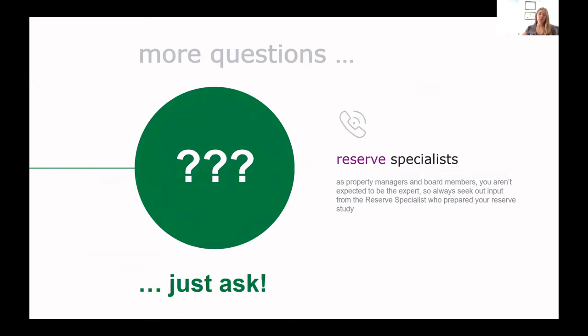And then, of course, if you're not able to tell from the report, if that narrative section isn't quite complete, if you have any questions, just ask. Your reserve specialist really is going to be your best resource for that. So whether it's 2 days after you receive the report or 2 years from now when you're tackling one of those projects, if you have any concerns or questions about the scope of work, the reserve specialist really will be a great resource to talk through that, help you understand what the recommendations are and what was considered at the time the reserve study was conducted.